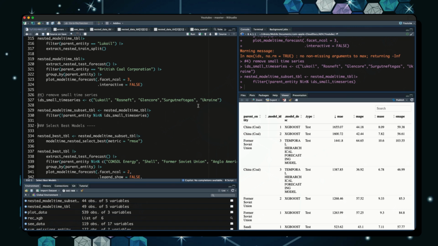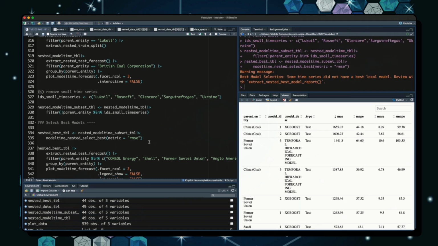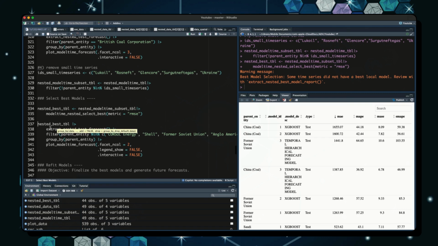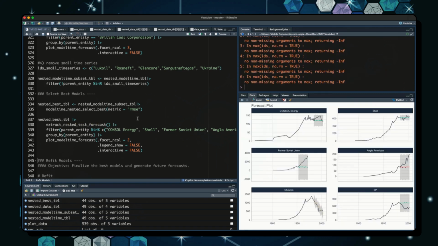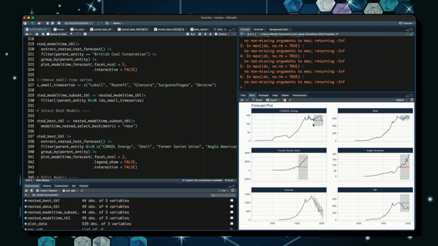Once I've removed the ones I didn't want to keep, I can select the best model based on RMSE and extract the prediction on only some that I judge are the best predictive models here. So console energy was not bad, although former Soviet Union doesn't perform well either.